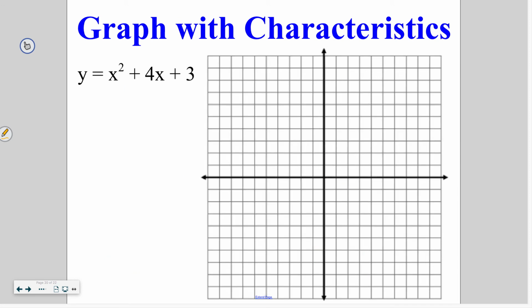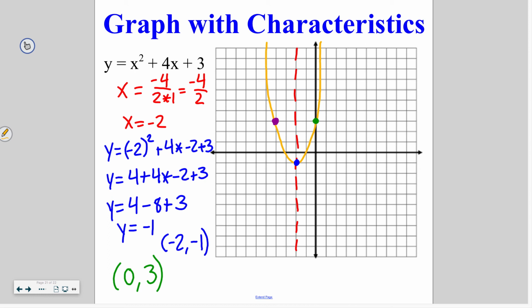Go ahead and try this one on your own. Finding the axis of symmetry, we have negative 4 over 2, which gives us an axis of negative 2. That's that red dashed line. Vertex, we plug in negative 2 and get an answer of negative 1. That's that blue point at the bottom. The y-intercept is 0, 3. That purple point is the reflection point. And then again, the smooth curved connection.